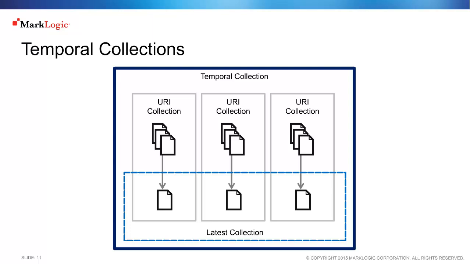Additionally, the latest version of each document will reside in a latest collection. In this way, a bitemporal document can be rolled back to review, at any point in time, when the information was known in the real world and when it was recorded in the database.